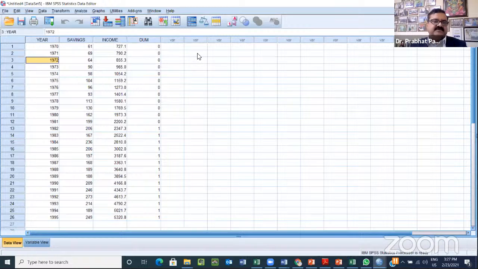So you can see this dummy. From 1970 onwards till 1981 it is 0, and after 81, it is all 1. So this is how the dummy is created. Is that clear?